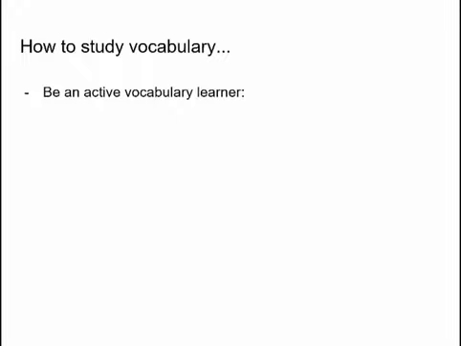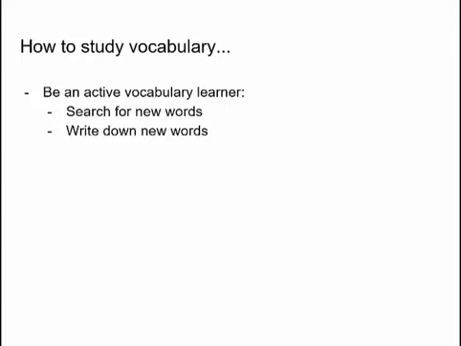First of all, it's really important to be an active vocabulary learner. Okay, so what does that mean? It means that you are searching for new words all the time. If you're reading in English and you come across a new word and maybe you just skip over it, or maybe you quickly look up the new word on your phone and then don't really think about it again, that's what we're trying to get away from. You should be searching for new words and looking for new words that you can write down and collect.